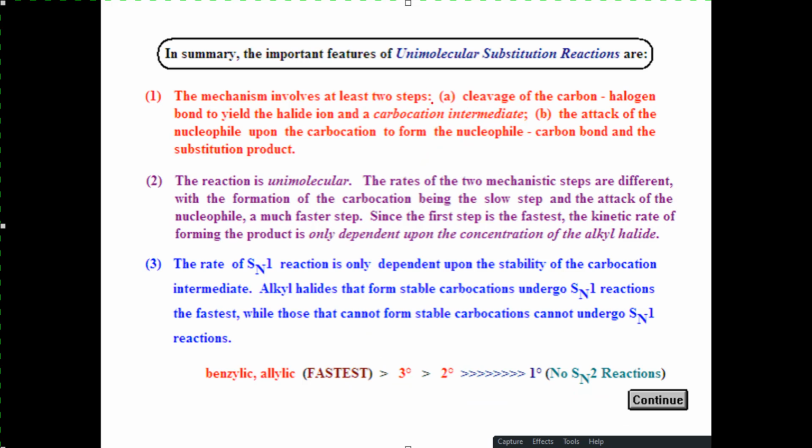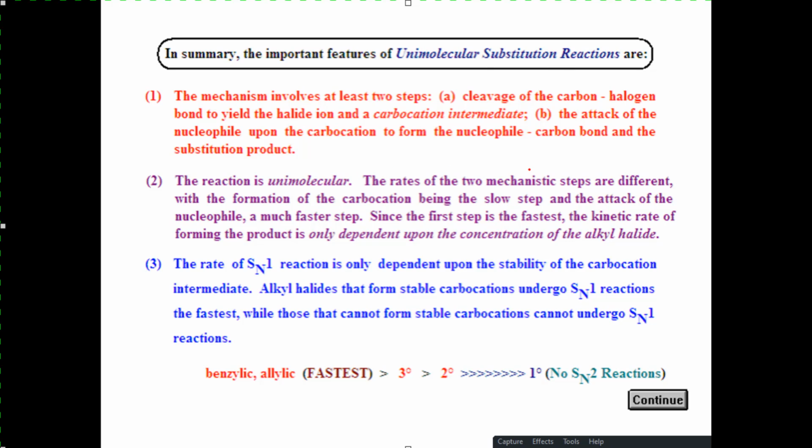Okay, so in terms of unimolecular reactions, SN1 reactions, here's the summary. And we'll get more into this in the next lecture, including talking about solvent effects. But the mechanism involves at least two steps: cleavage of the carbon-halogen bond to form the carbocation, and then attack of the nucleophile on the carbocation to form the nucleophile-carbon bond. The reaction is unimolecular.